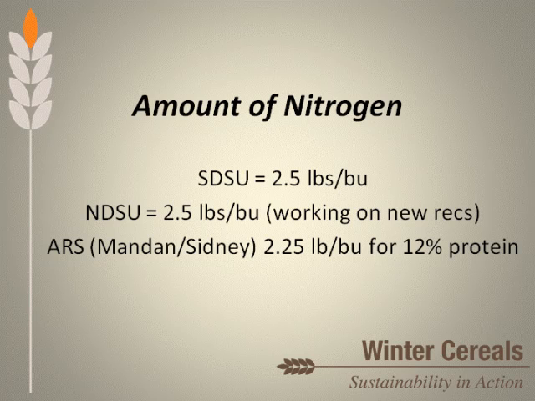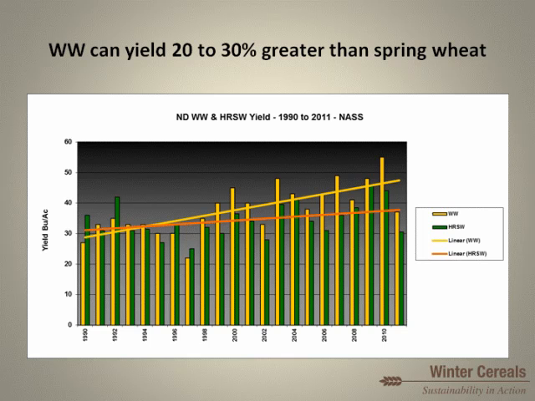Some data from Dr. Al Black, who was with ARS at Mandan and Sidney for a long period of time, data that he had put together over a number of years with winter wheat, pointed out that if you're aiming for 12% protein, which is basically the marketing basis, 2.25 pounds per bushel is adequate. And we've been using that actual number in our DU trials across North and South Dakota over the last several years, and it seems to fall pretty close to that 12% protein number when you look at the amount of nitrogen applied for the yields that are out there.